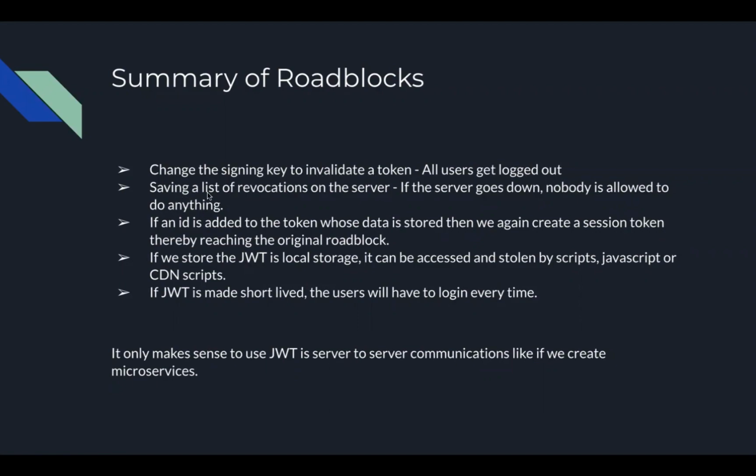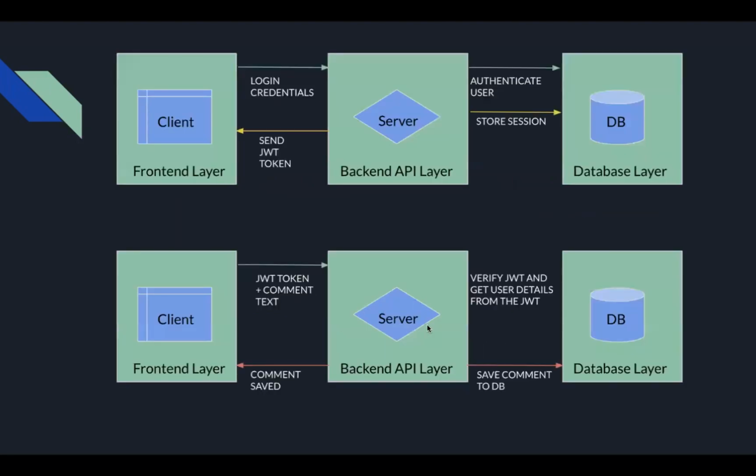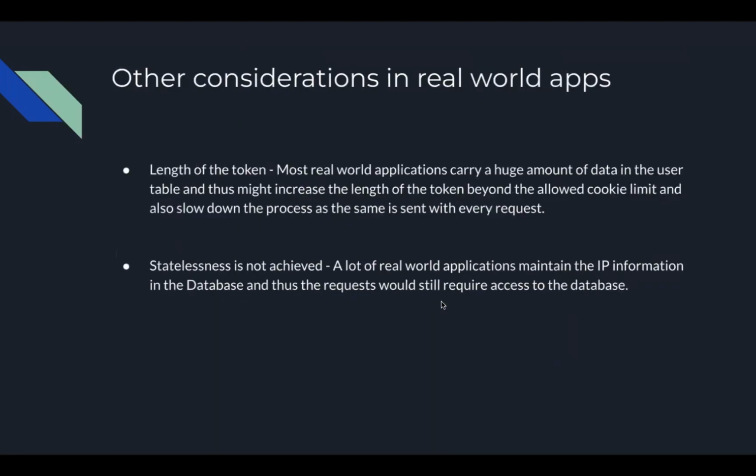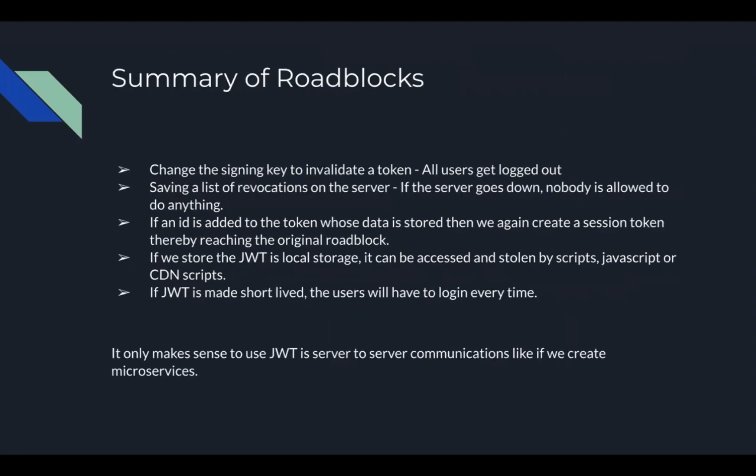Now, another option is saving a list of revocations on the server. Suppose I have revoked some keys and changed the permissions of some keys, and I'm maintaining a list on the server itself, on this API layer, that these are the tokens which are not valid. Suppose I'm storing them as constants. Once again, what if the server goes down? That is there in the code. As long as the server is running, you have that information. If the server goes down, then once again you're left without any information, and nobody is allowed to log in or do anything. Basically, everyone would have to log in again.